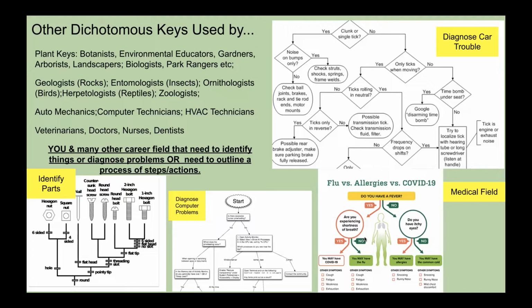Something relevant to us nowadays is the medical field might use dichotomous keys to help them identify if someone has the flu, allergies, or COVID-19. So a variety of different career fields, not just scientists, but a lot of different careers utilize dichotomous keys in their careers and in their everyday life.